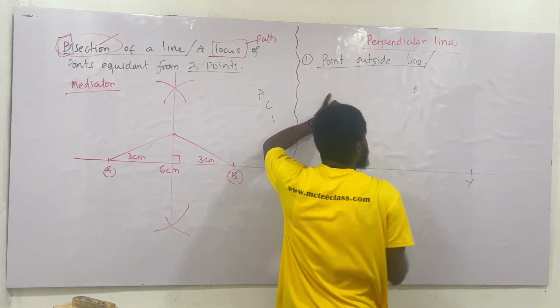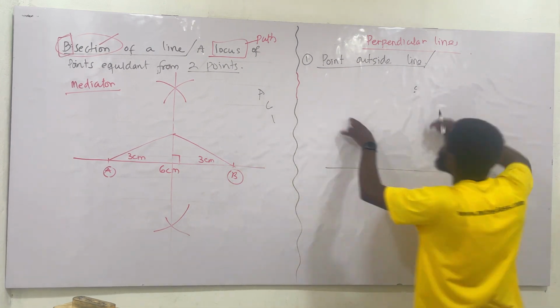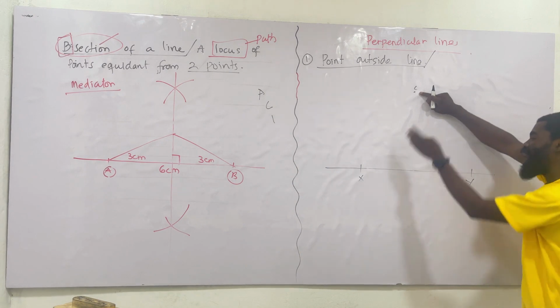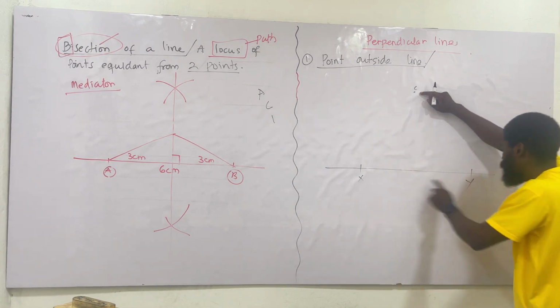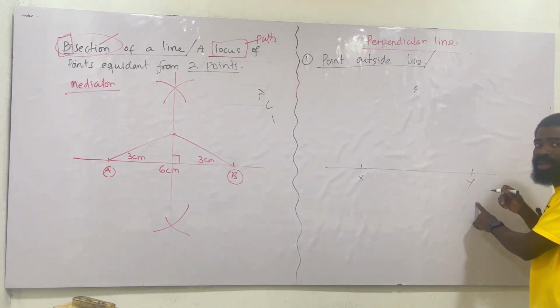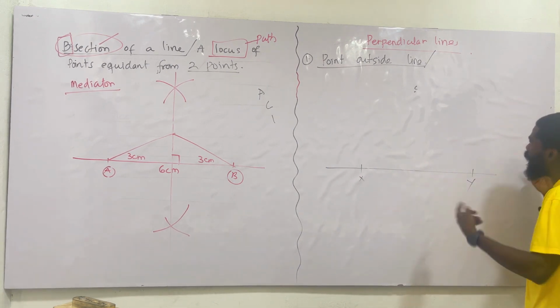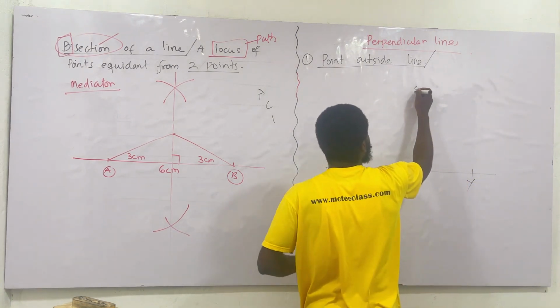Let's say this is our point C. So we are constructing a perpendicular from C, which is outside of our line, to meet XY. Hope you get the point I'm making here. To meet XY at any point they give. So I'll start at this point, which I created myself.